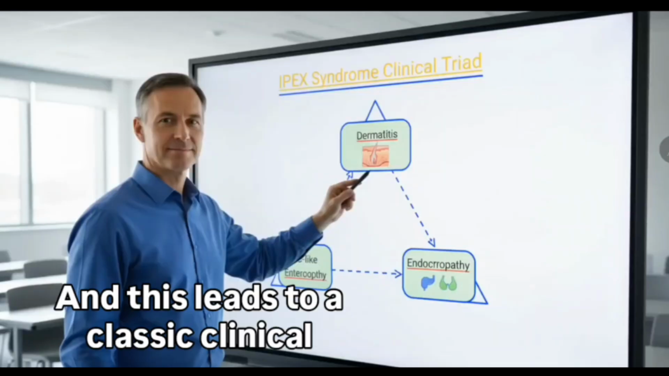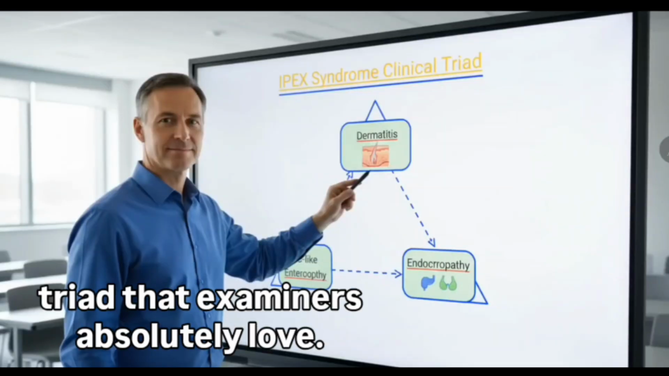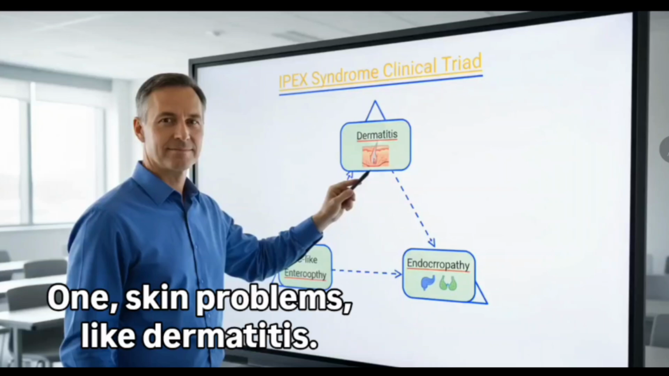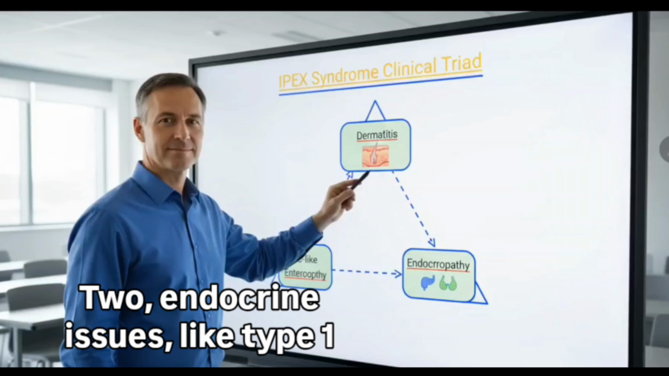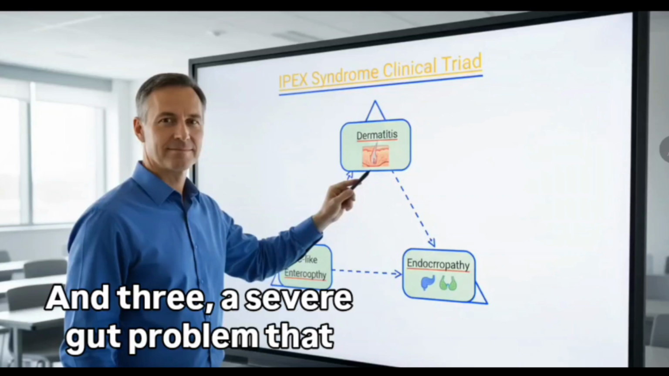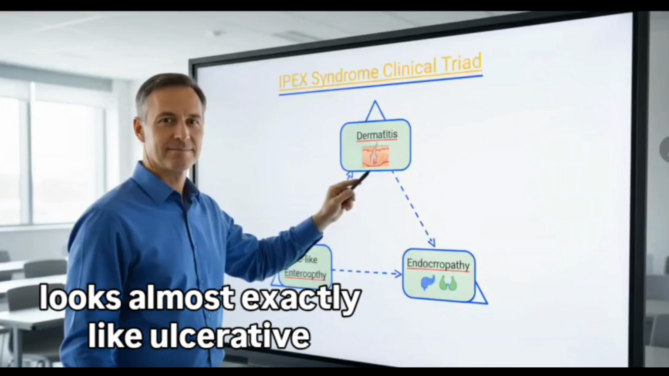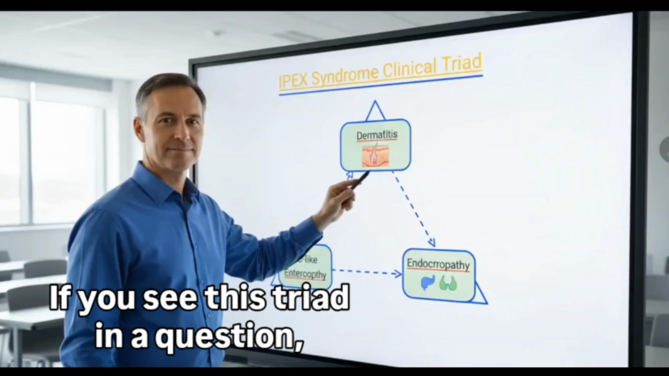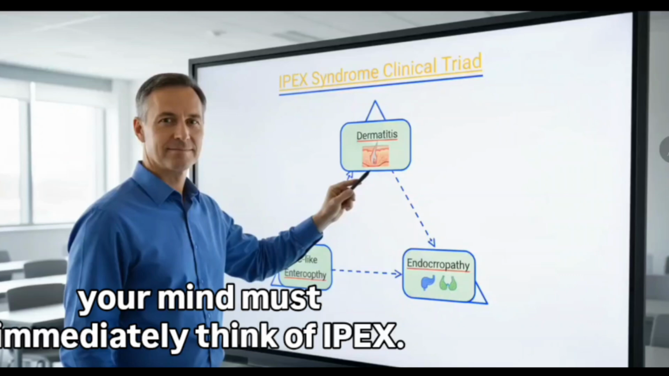And this leads to a classic clinical triad that examiners absolutely love. For IPEX, you must remember these three things. 1, skin problems, like dermatitis. 2, endocrine issues, like type 1 diabetes or thyroiditis. And 3, a severe gut problem that looks almost exactly like ulcerative colitis. We call it a UC-like enteropathy. If you see this triad in a question, your mind must immediately think of IPEX.